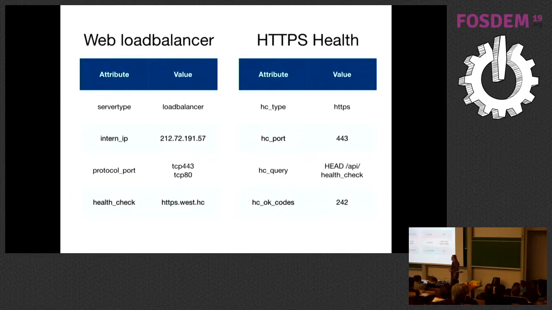Checking some examples. This is the easiest one, for web servers. We have a server type load balancer. It has a public IP. It wants to give port 443 and port 80 TCP to the nodes, and it has a health check defined. Checking the health check on the right, we can set via the attribute HC type on the health check server type that this is a health check for HTTPS. HC port says the service we want to check is running on port 443. And the query we want to make is a HEAD request to this specific URL, which the backend can then decide what to do with. It can check Redis, can check the database connection or whatever. And if it doesn't return the correct return code, which for example here would be 242, it will be considered not healthy and not receive traffic anymore.